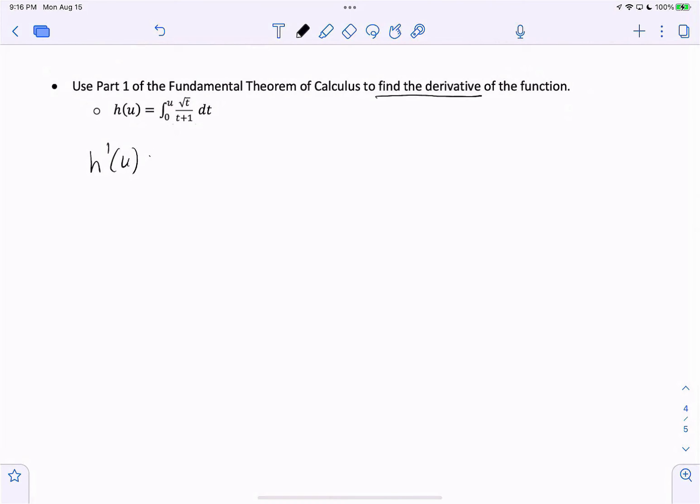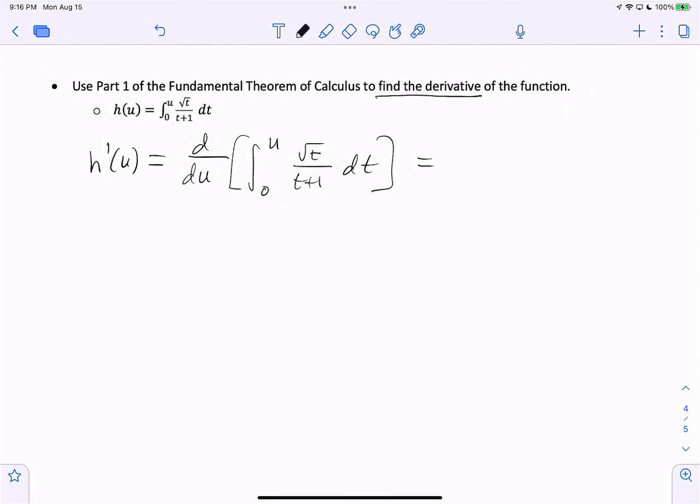H prime of u is the derivative with respect to u of the integral from 0 to u of square root of t over t plus 1 dt. And according to the fundamental theorem of calculus part 1, if I differentiate an integral, I get back the function that's integrated. And what changes is the argument goes from this dummy t to a u. So the answer here is the square root of u over u plus 1. There is nothing more to do.